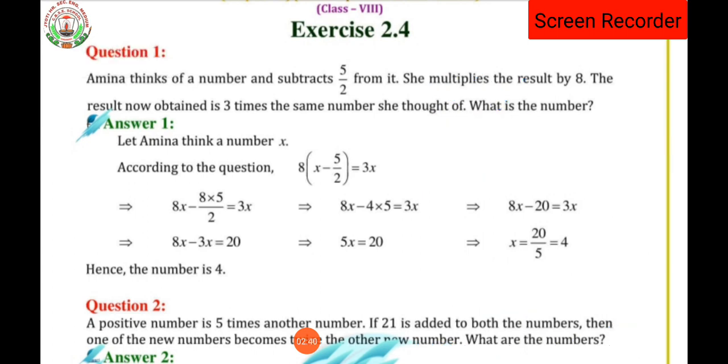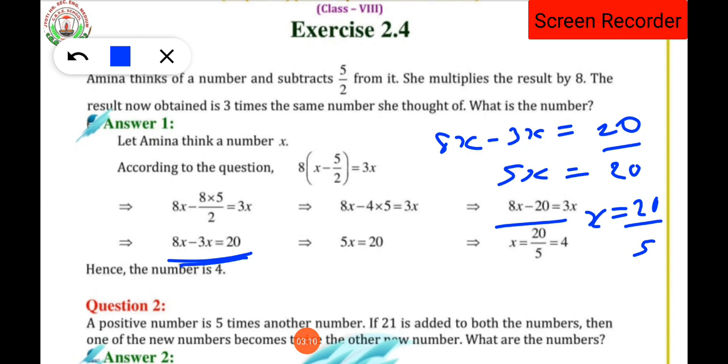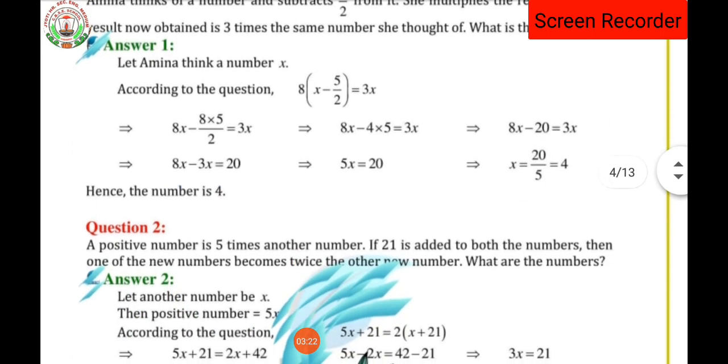Now after this, we take the x term to one side and the constant term to the other side. Now 8x minus 3x becomes 5x is equal to 20. So x is equal to 20 divided by 5. Here 5 ones are 5 and 5 fours are 20. So x is equal to 4. So what is the number she thought of? The number she thought of is x, which is 4. Clear? Now the next question we have here.